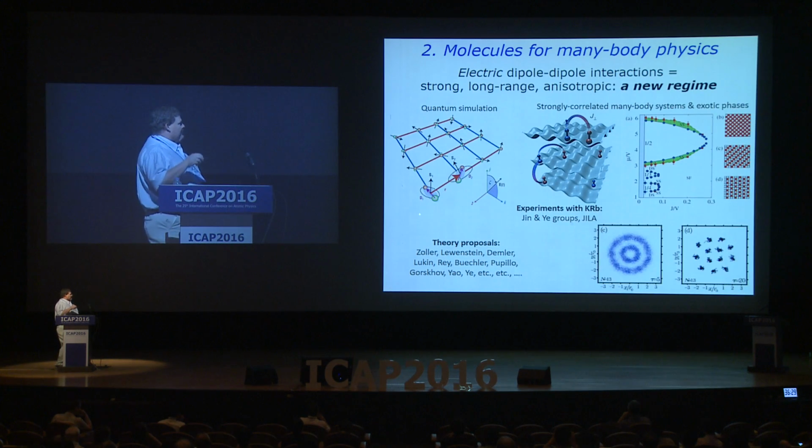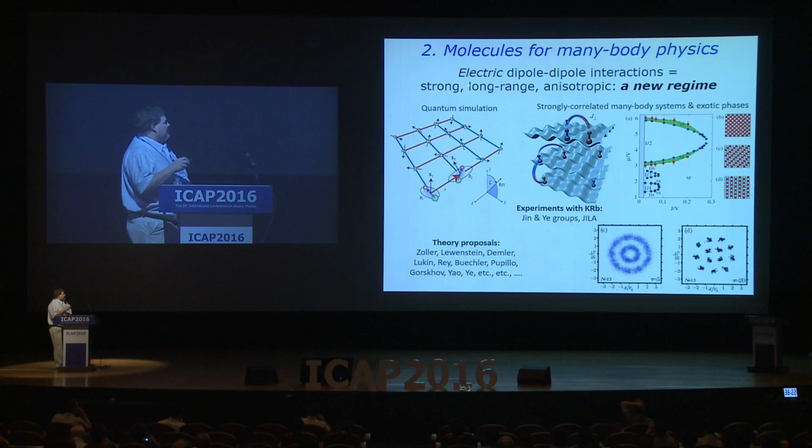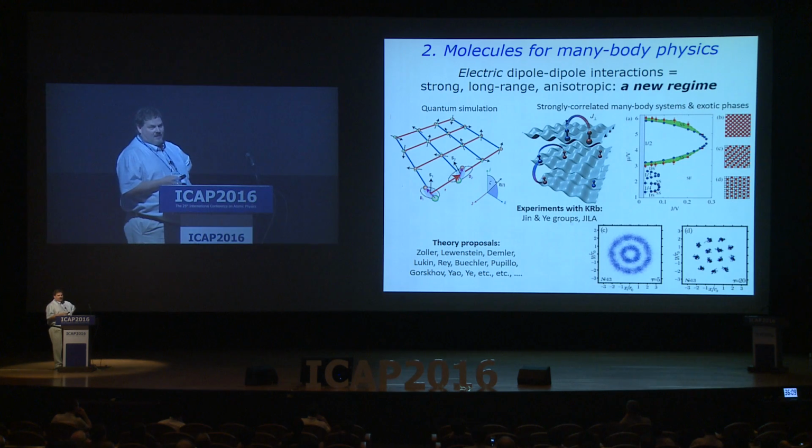In addition, in a completely different direction, there's a very strong motivation to use molecules to study many-body physics. And here the key point is that polar molecules interact via electric dipole-dipole interactions, which are extremely strong and long-range and anisotropic. And I'll emphasize the strength of this. We've heard beautiful talks earlier in the week about dipolar interacting gases, such as using dysprosium or erbium atoms. Compared to even those very magnetic atoms, the electric dipole-dipole interactions in molecules can be hundreds or even 1,000 times greater.